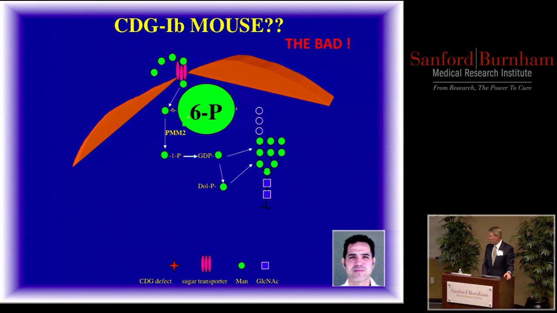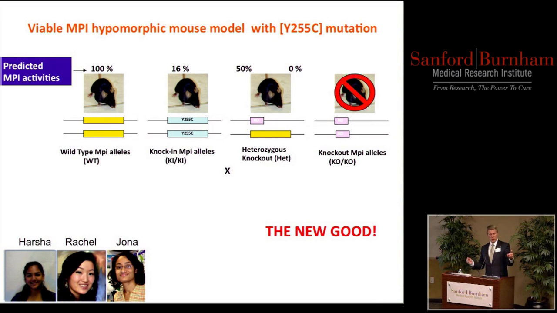So what we had to do then was to find a patient mutation, knock that into the mouse, and then try to use that as a model system. So this is what we did here, and now we have the new good. Here's the normal mouse, and here is a heterozygote. Of course, the total null over here with 0 activity is lethal, but we could make this knock-in mutation.